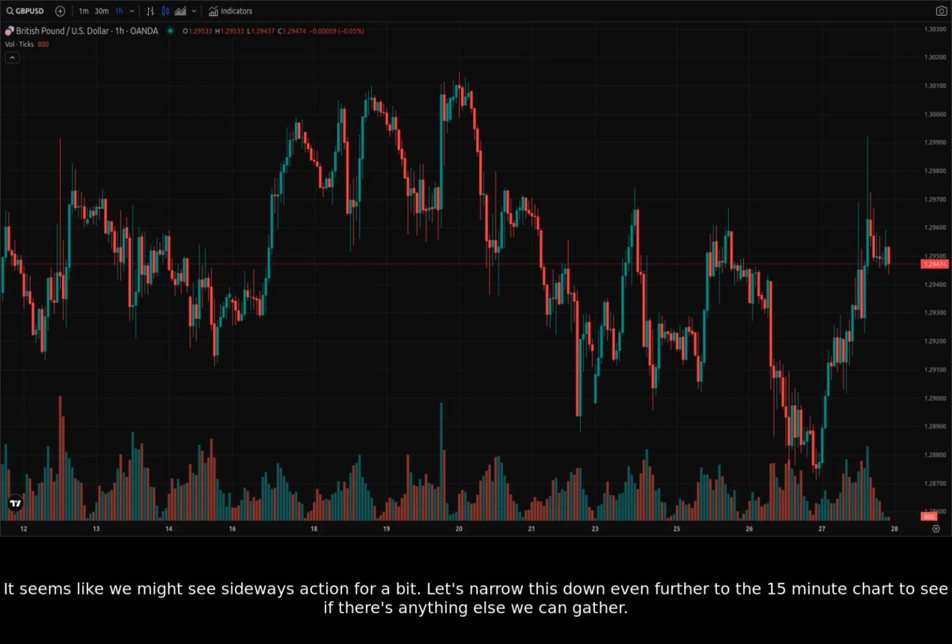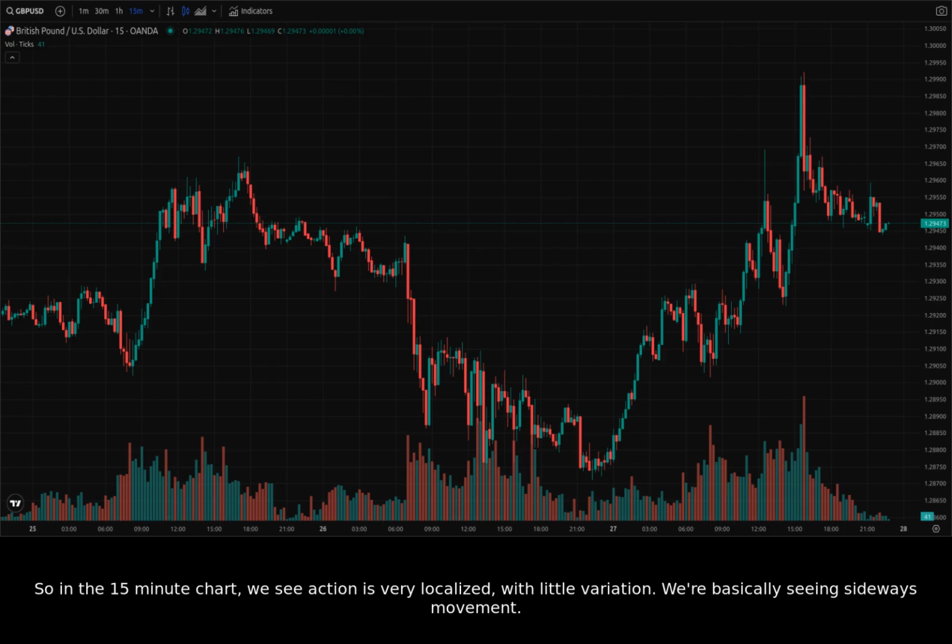Let's narrow this down even further to the 15-minute chart to see if there's anything else we can gather. So in the 15-minute chart, we see action is very localized, with little variation. We're basically seeing sideways movement.